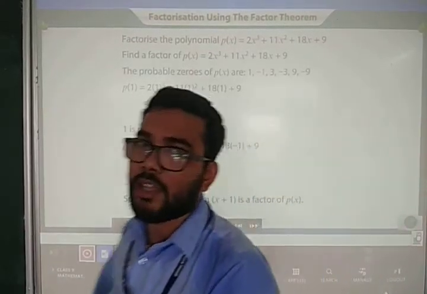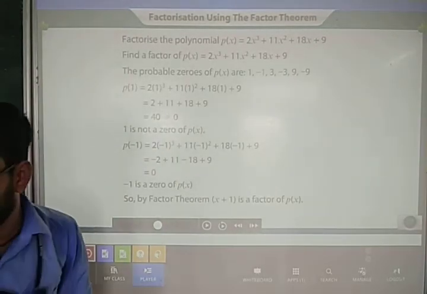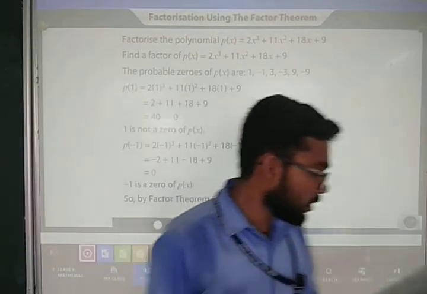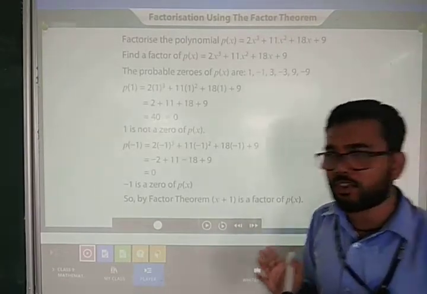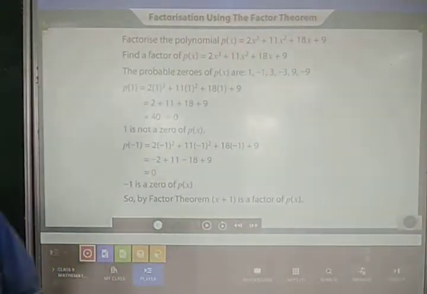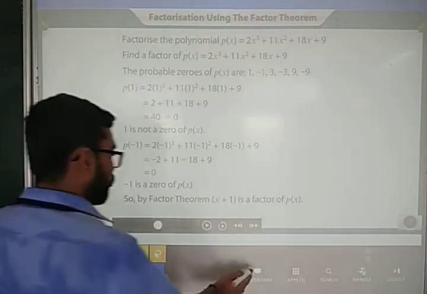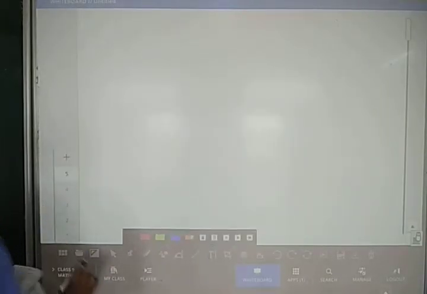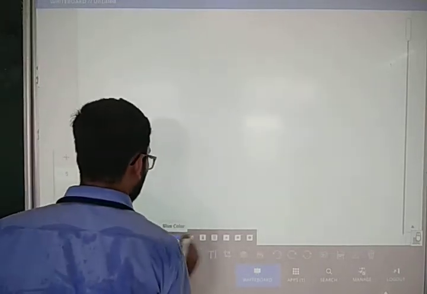So in exercise 2.4, question number 5, it is given: factorize the following polynomials, in which there are 4 questions given and all 4 questions are cubic polynomials, and you need to find the factors of the cubic polynomials. Let us suppose I have a first cubic polynomial.